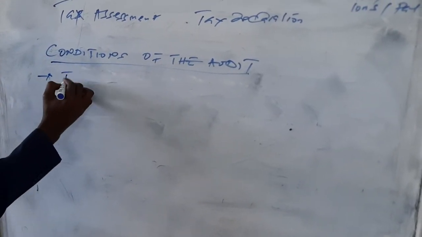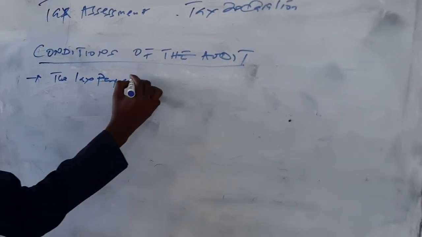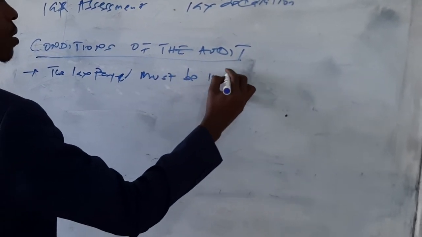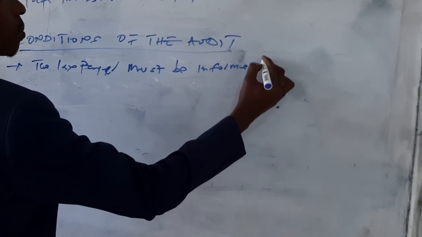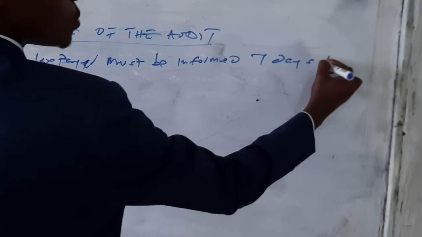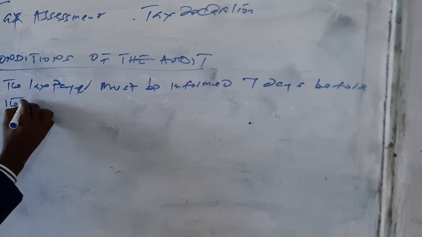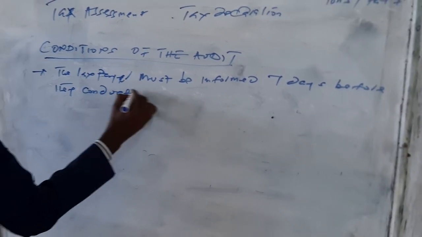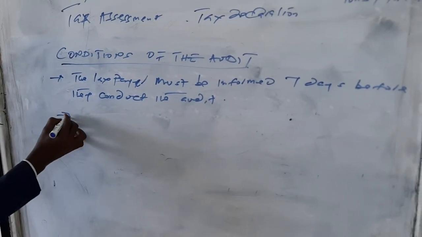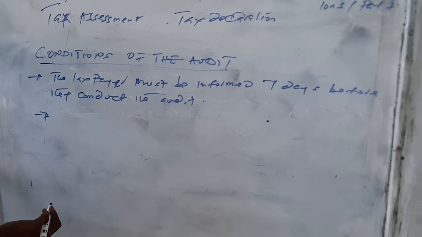Number one, the taxpayer must be informed 7 days before they conduct the audit. The second one, he must be informed the documents required during the audit.